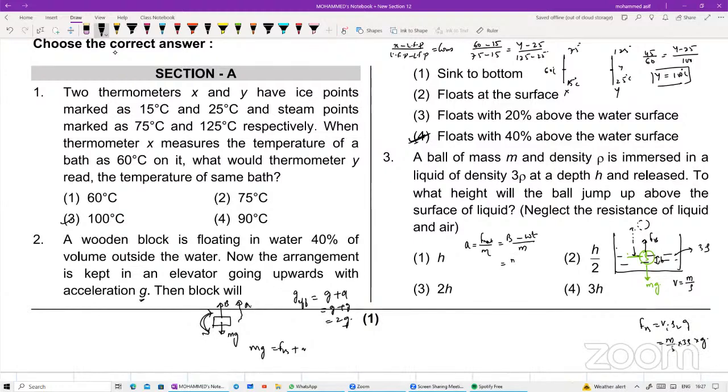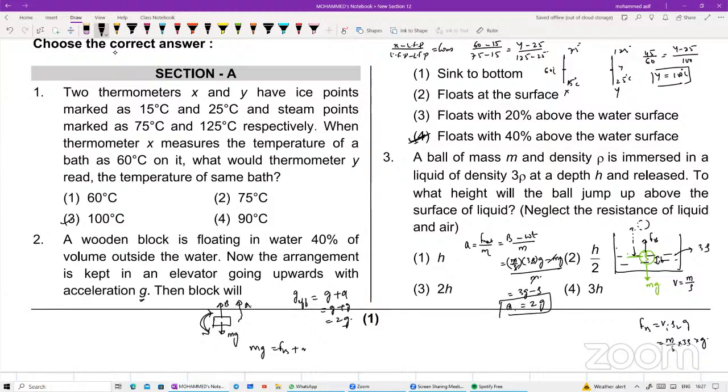So here the buoyant force formula is m by rho, density of liquid is 3 rho, into g, minus the weight of the body, which I can directly write as mg, divided by mass. So the mass everywhere will get cancelled. This m and this m will get cancelled. This rho and this rho will also get cancelled. So this is 3g minus g. That is 2g. So the acceleration is 2g.